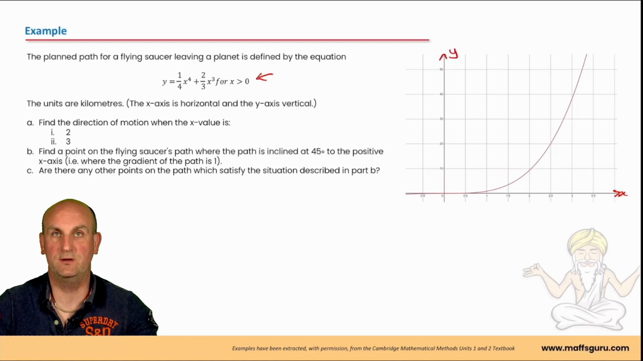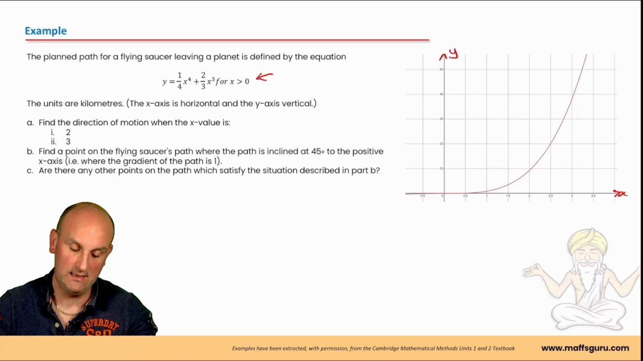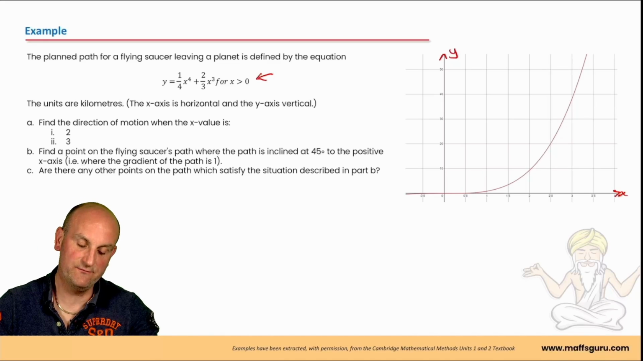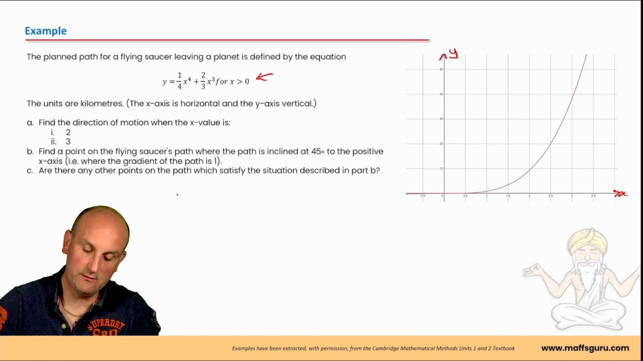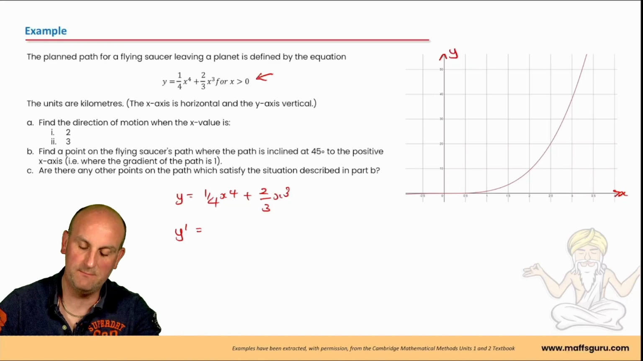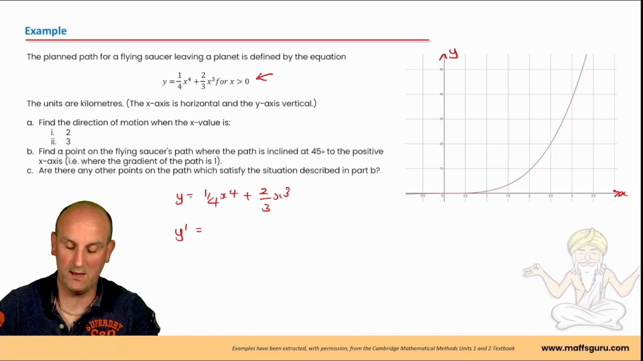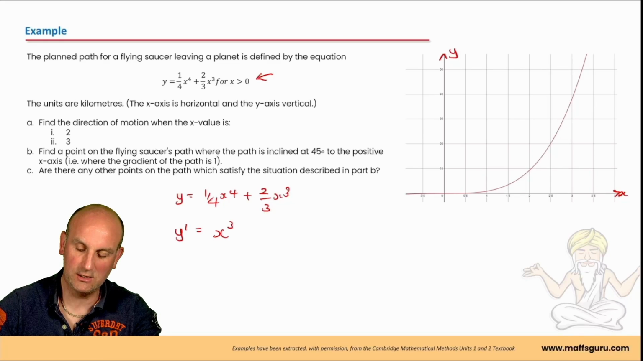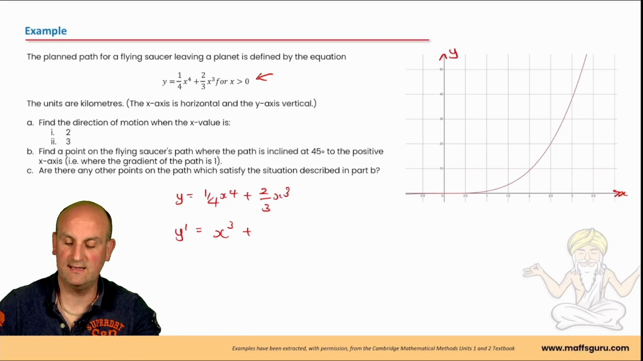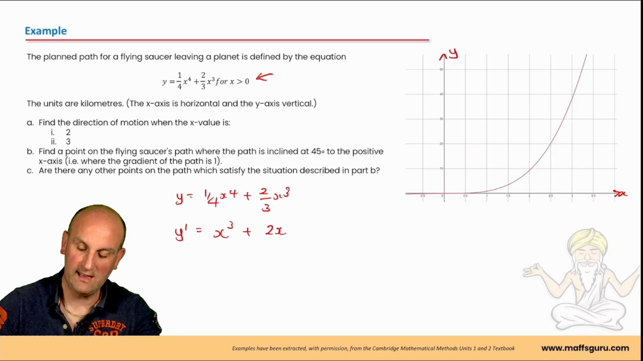Now, when it talks about direction of motion, it's actually talking about the angle, right? So it wants the angle for some strange reason, brand new to me. So the direction of motion when the x value is 2. So the first thing I'm going to do is I've got y is equal to 1/4 x to the power of 4 plus 2/3 x cubed. So I know that y dash, which is my differential, is going to be multiplied by the power. So 1/4 times 4 is 1. Take 1 off the power, it gives me x cubed. Plus 2/3 times 3, which is going to be 2. That's going to be 2x squared.